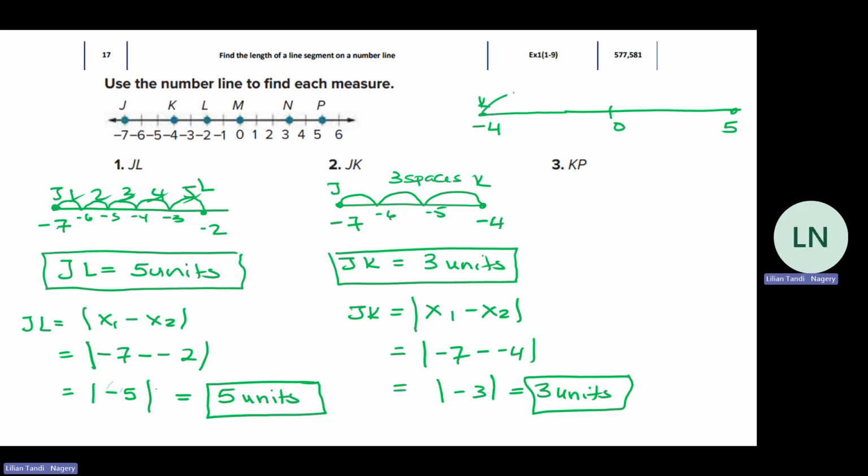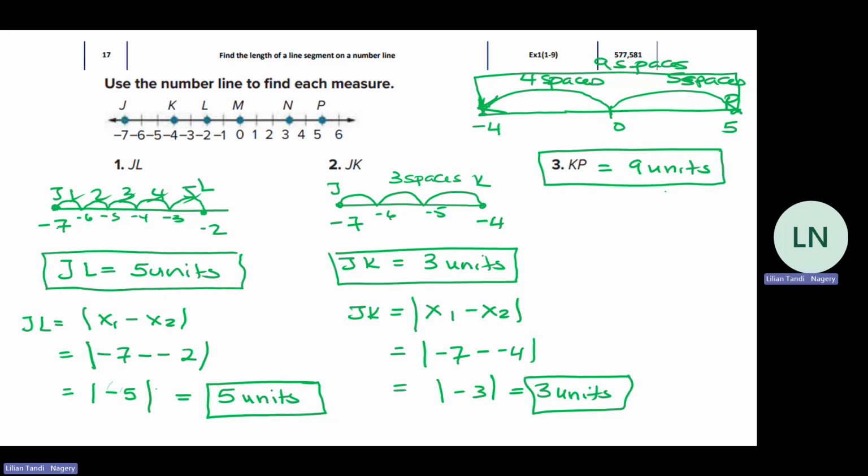So from -4 to 0 is 4 spaces. And from 0 to 5 is 5 spaces. So altogether, I have 9 spaces. Remember, this is K and this is P. Okay? So I'm going to write here KP is 9 units.